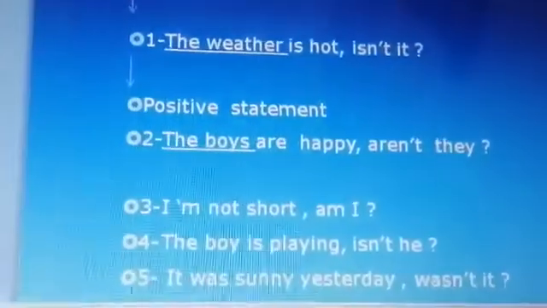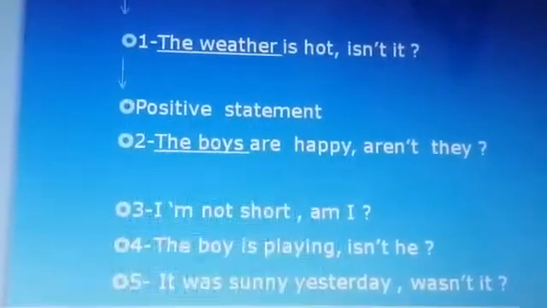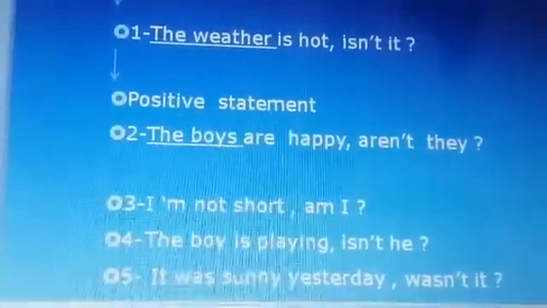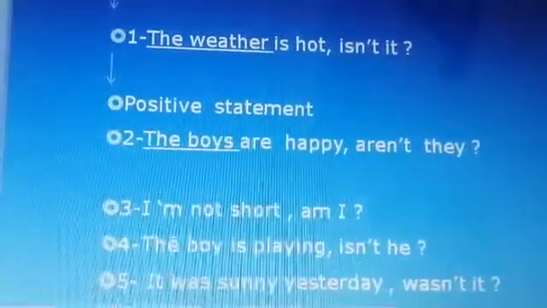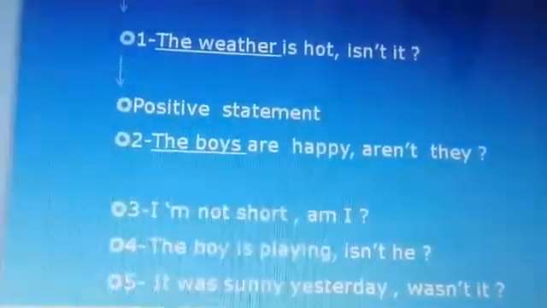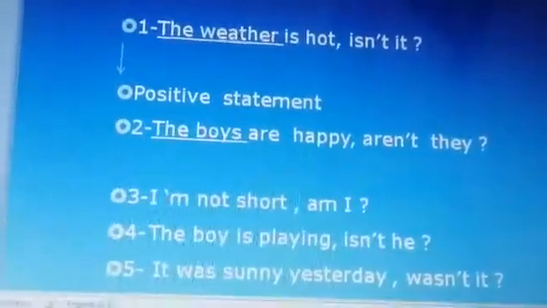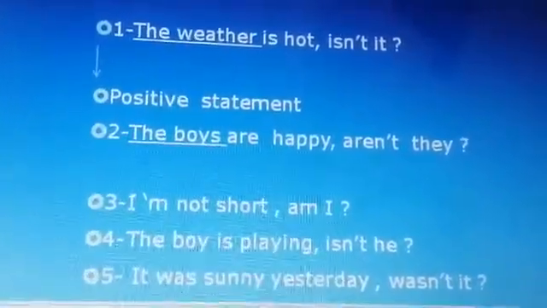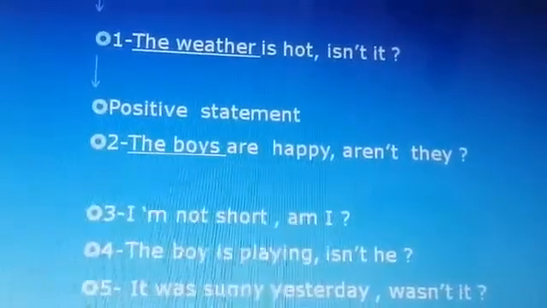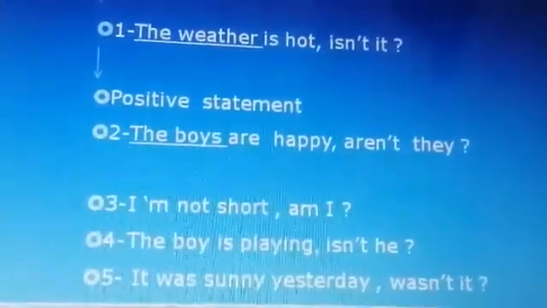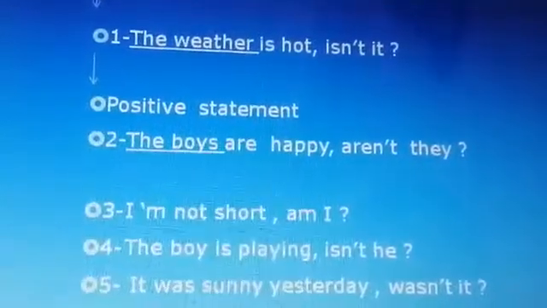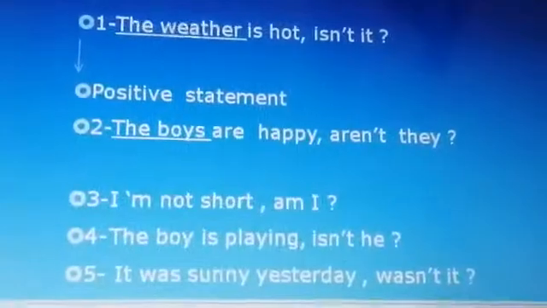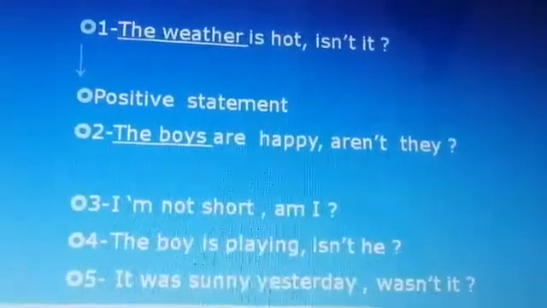Look at number 5. It was sunny yesterday, wasn't it? It was sunny. It was. This is the past simple of the verb to be, and it is a positive statement. How can we make the question tag? We are going to make the question tag negative. What is the negative for it was sunny? It wasn't sunny. Then what shall we do?